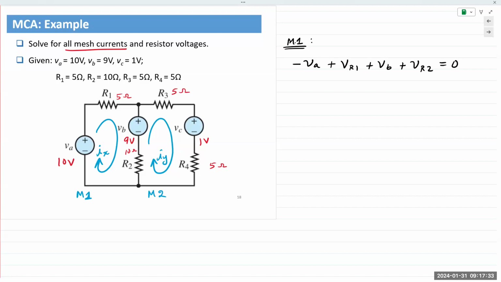Again, KVL can be clockwise or counterclockwise, or you could take all the voltage sources on one side and all the resistor voltages on the other side. Whichever way you're comfortable with, you stick with that.